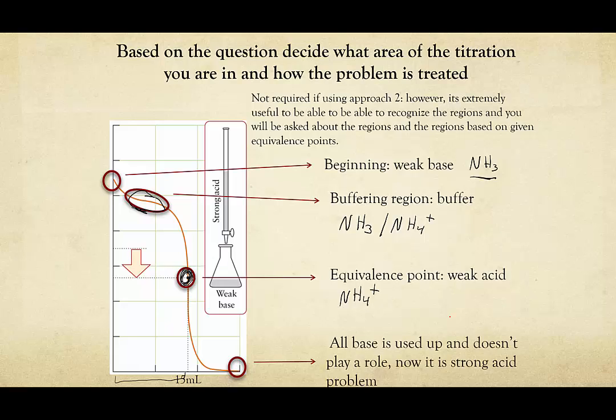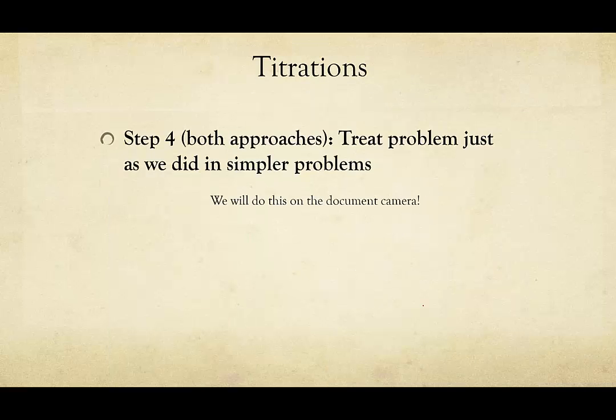Now lastly, as you get further along in this curve, now we have two things present. All of the base is used up and turned into NH4+. However, we've then added even more acid. And because of that, most of what changes the pH is the strong acid. And so we actually will end up treating this as a strong acid problem. So now let's try both of these.